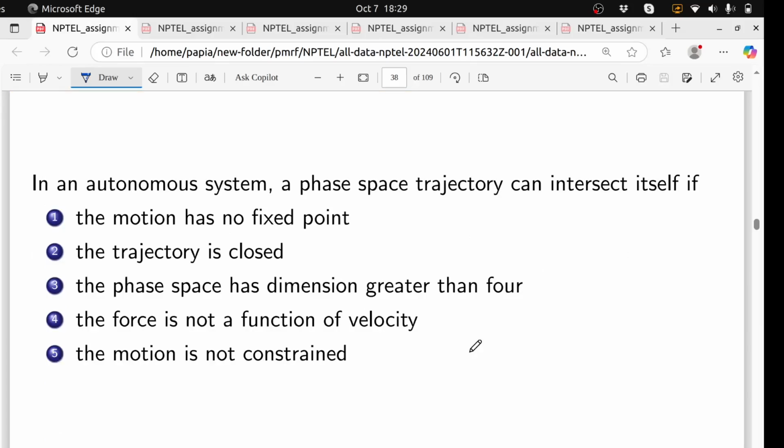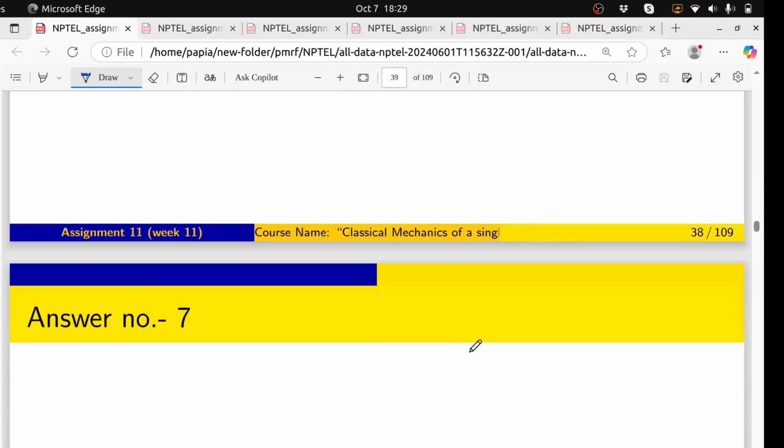Yes, so in an autonomous system, a phase-space trajectory can intersect itself if, what is the condition for intersecting the phase space trajectory in an autonomous system. Okay.